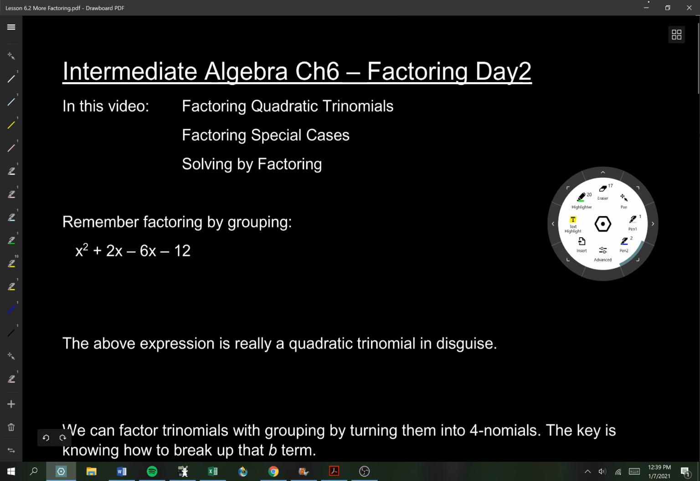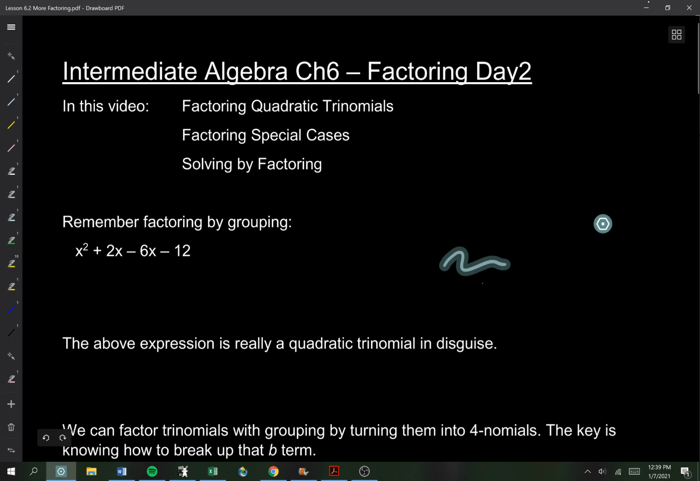Let's talk some more today about factoring. We're going to be factoring quadratic trinomials, which we did a little bit in our last video. We'll do it by grouping, we'll do special cases, and then we'll do some solving with it. So remember factoring by grouping.